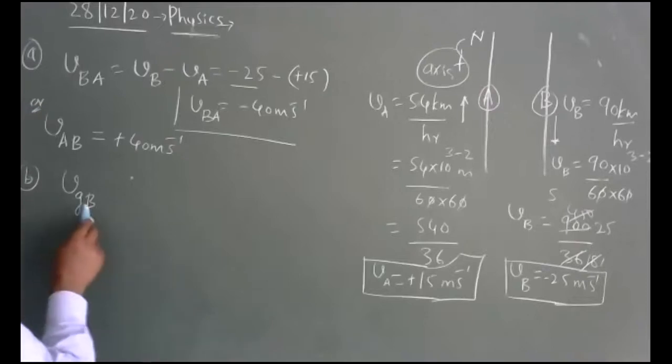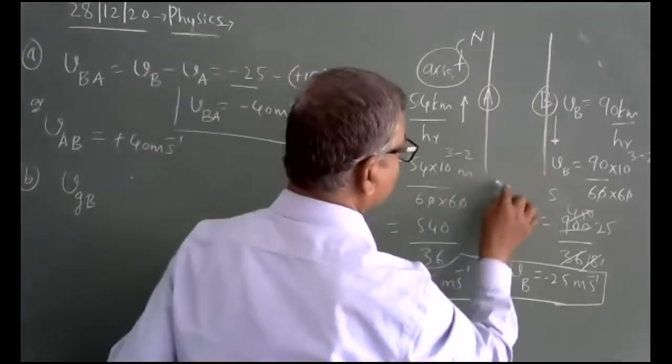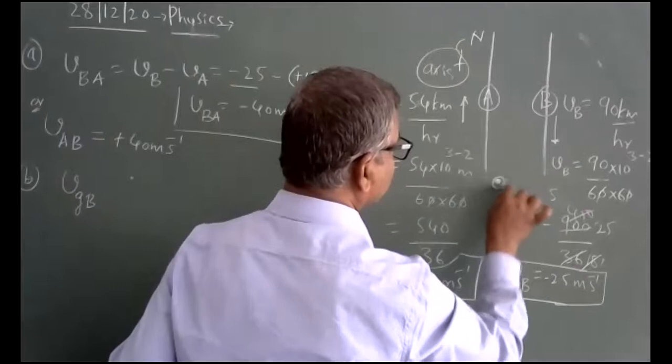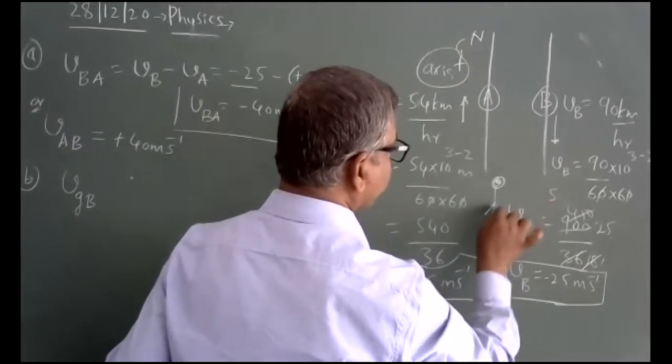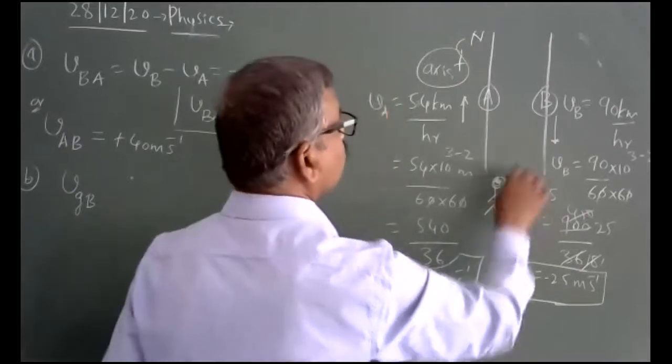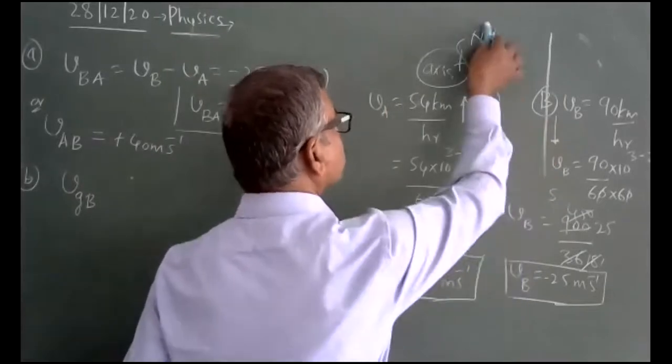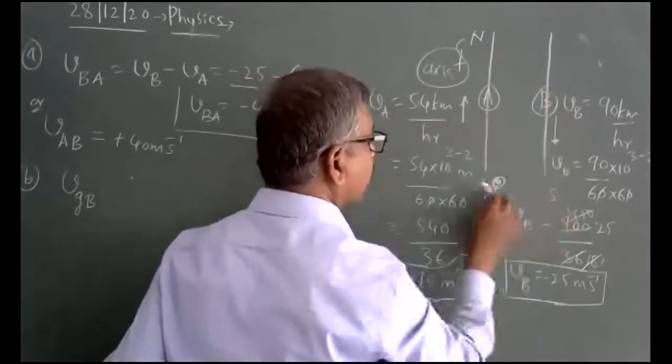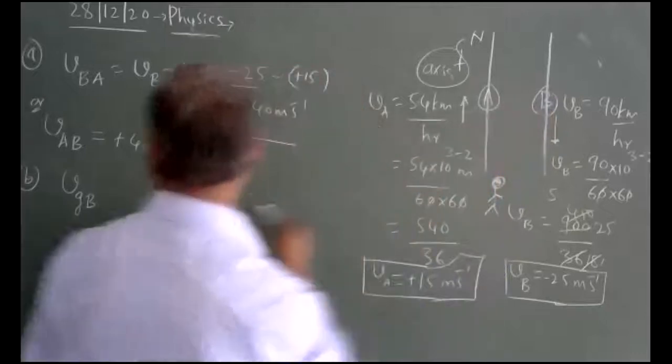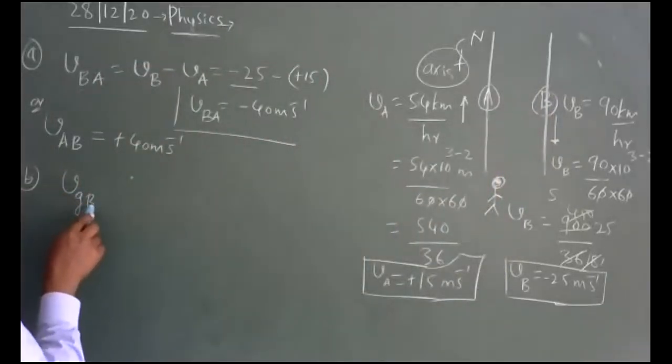You have a B train, a person standing on the ground. The person is here, who is standing on the ground, and he watches both the trains. Train A is moving towards north, train B is towards south, and he watches train B. What is the relative velocity of ground with B?